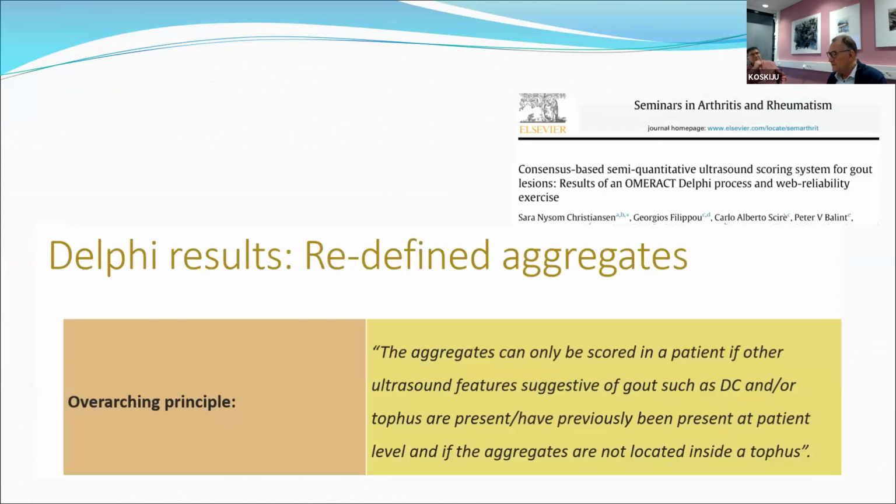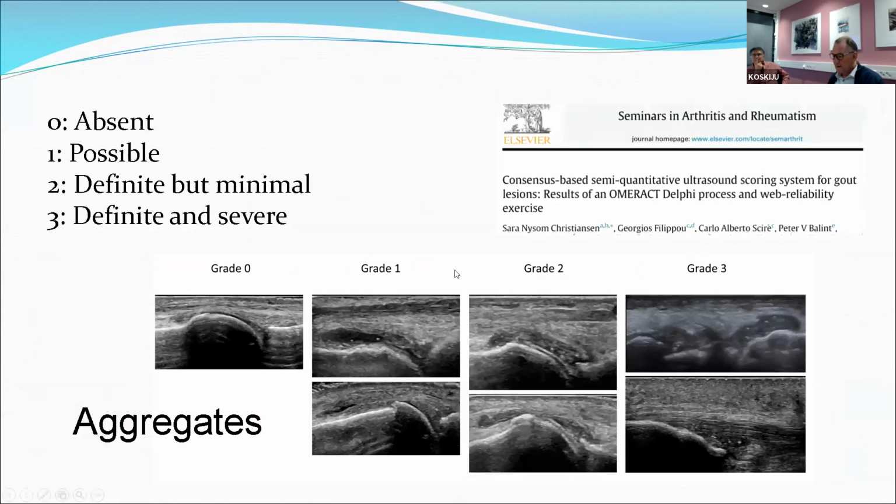There are newly defined aggregates by this OMERACT. And they say that aggregates can only be scored in a patient if other ultrasound features are suggestive for gout, such as double contour and or tophi. So the aggregates are not specific and not easy to say that this is gout. You have to first see the double contour, and it's related to, again, aggregates. We don't have aggregates, possible we have aggregates. And then there is a definite aggregate because there is double contour here.